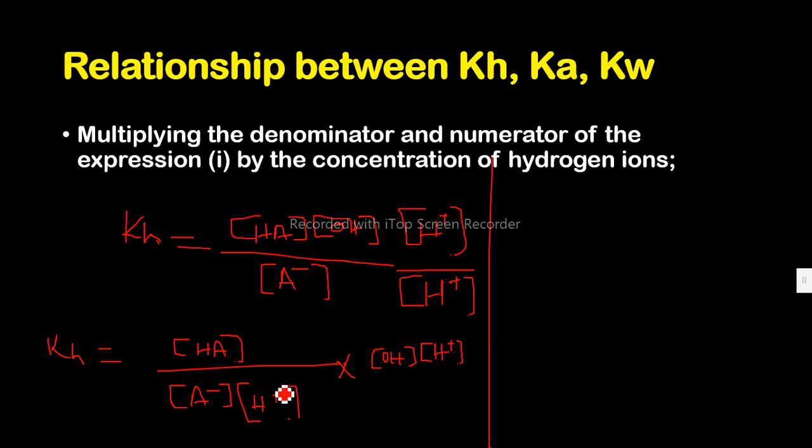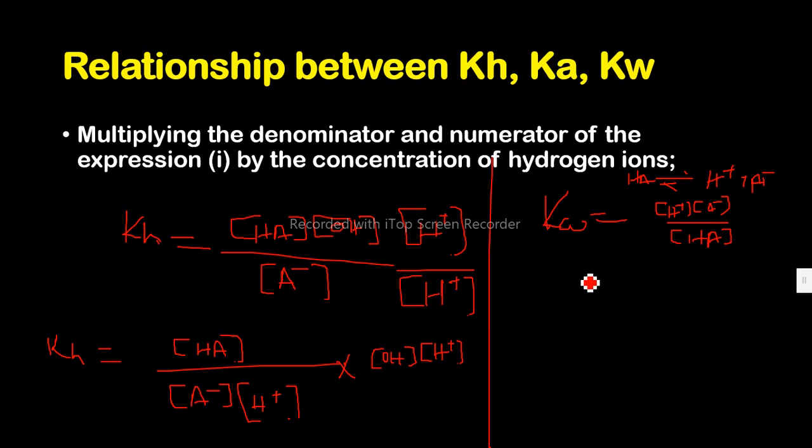Now, if you remember from where we began, are you aware that if you have such a reaction, the acid HA will dissociate to give us hydrogen ions plus the A minus ions? So if we are to get the Ka, are you aware that it is the concentration of hydrogen ions times the concentration of A minus ions, everything divided by the concentration of undissociated acid? Do you agree?